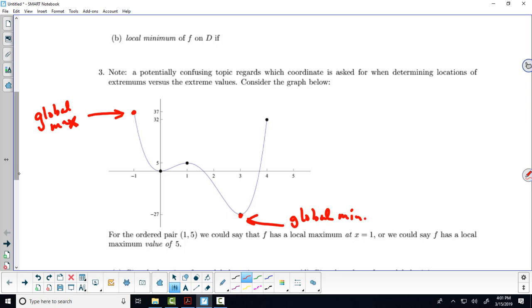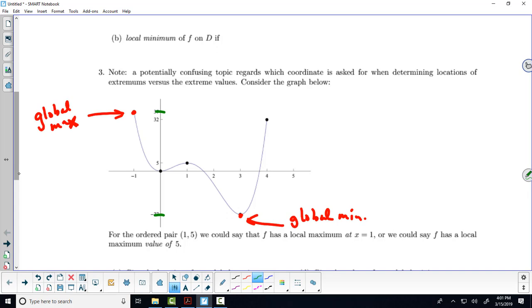Meaning of all the y values that show up associated with domain values in the function, this y value right here, negative 27, is the smallest y value. Likewise, of all the y values that show up in this function, for any of the x in the domain, this is the greatest y value. So that point right there would be labeled as a global maximum.